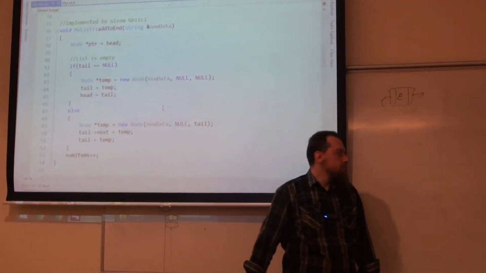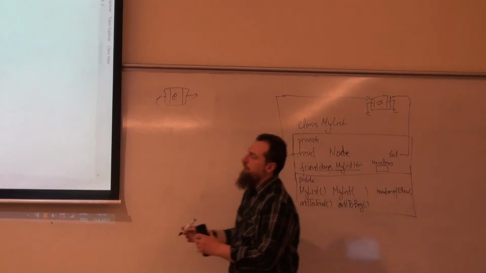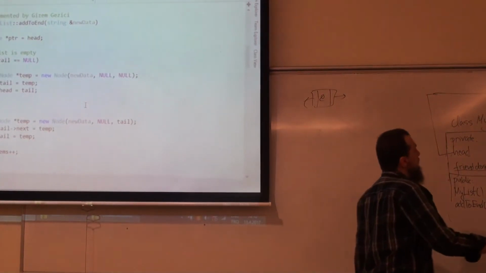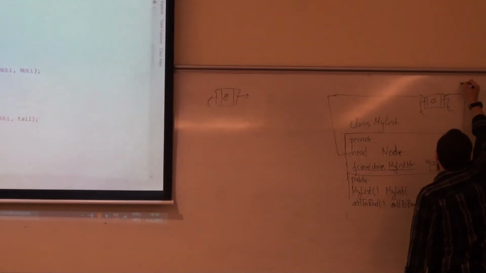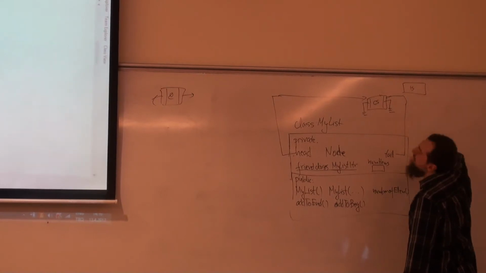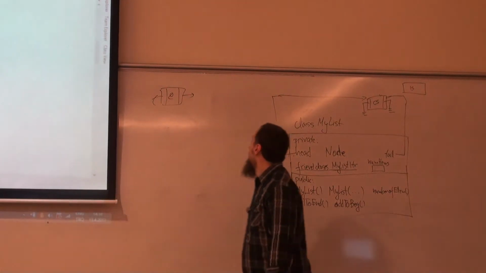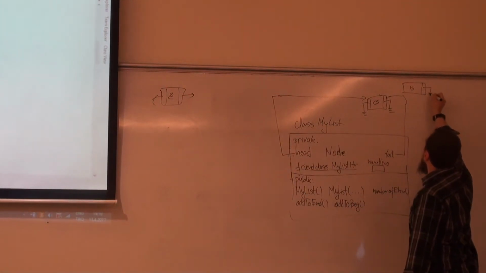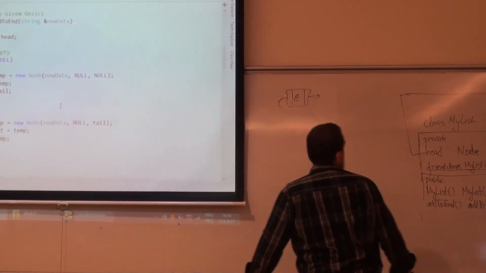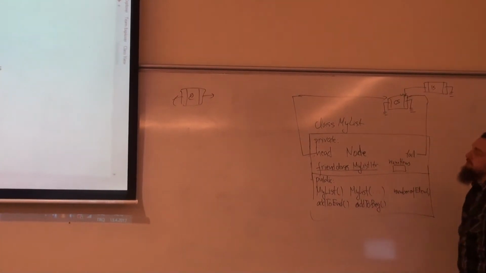I again create a new temp. So with this part of code, new node, new data, null, tail, this is what I'm going to do. I'm creating a new node. The data is here, let's say is. Then the next node points to null. This pointer points to null. The previous pointer points to tail. Okay? So the previous pointer is pointing here to this guy.